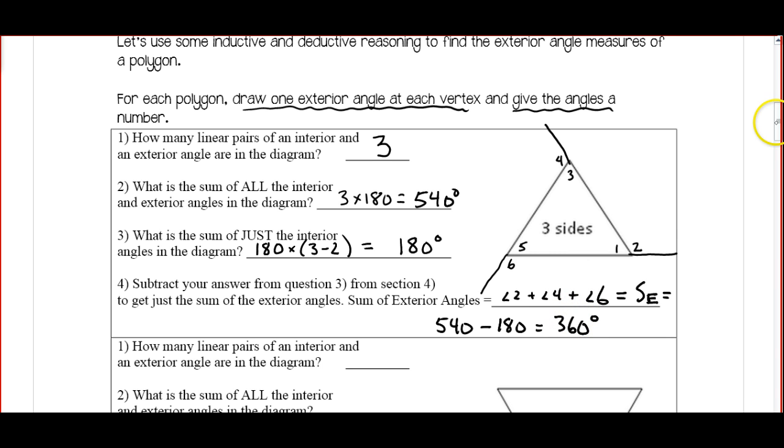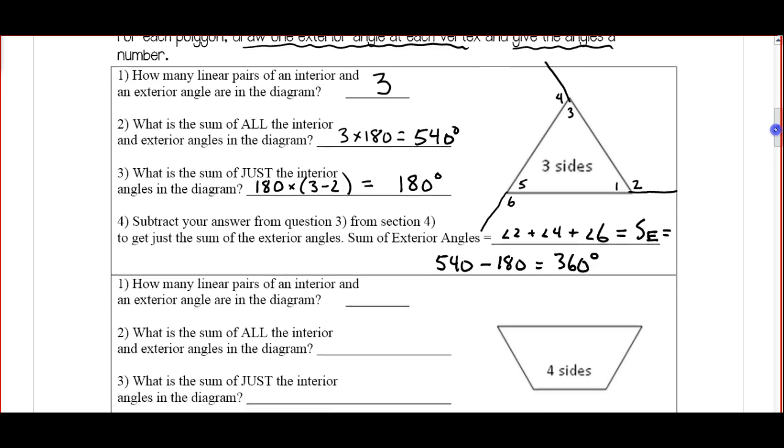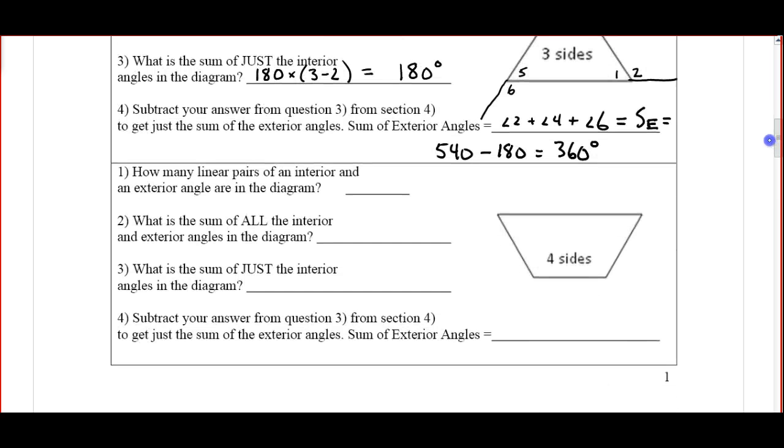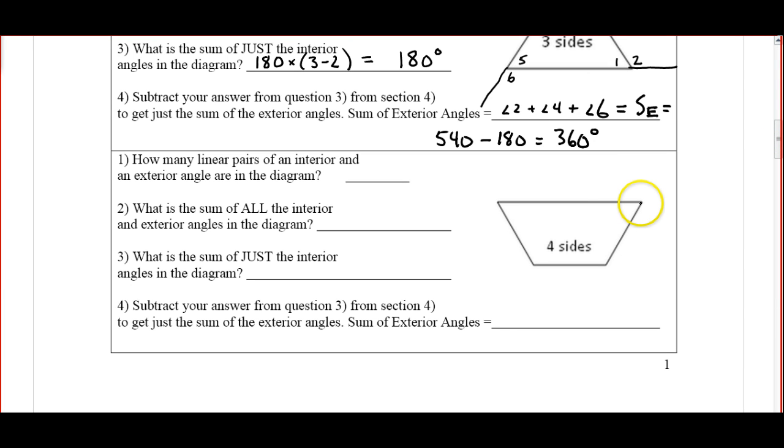Alright, so let's take a look at the next size polygon. Let's look at a quadrilateral. Again, what we want to do is make an exterior angle at each vertex. It doesn't really matter how you do it. We just need to extend one side at each vertex, and we want to number all of them. So I'm going to give this a 1, a 2, a 3, 4, 5, 6, and 7, 8.